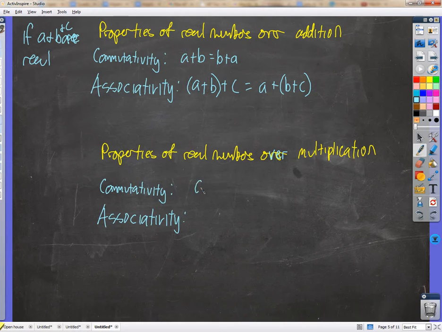Commutativity for multiplication says A times B equals B times A, and A times B times C, where we group A and B, is the same as if we did A times B times C and group B and C first.